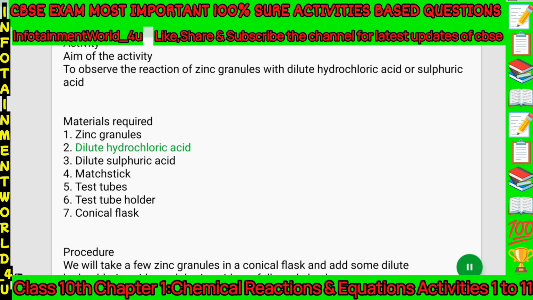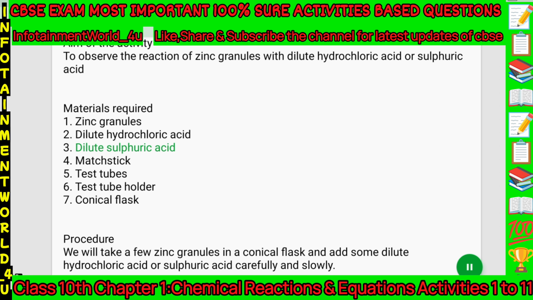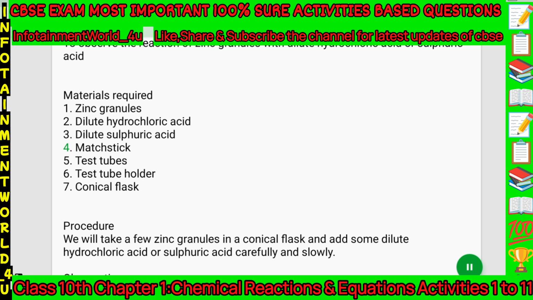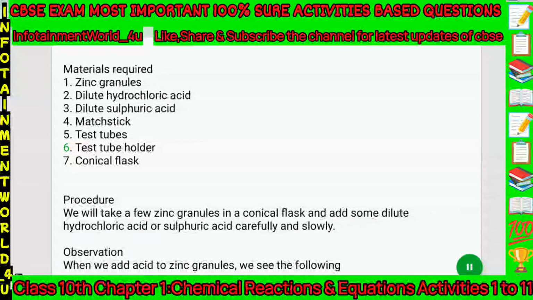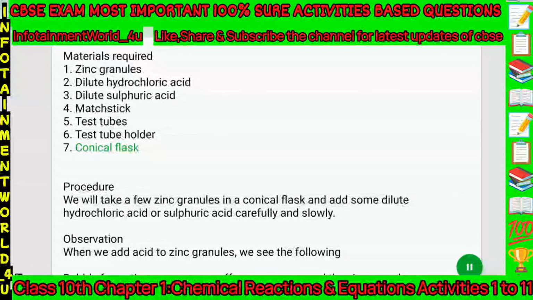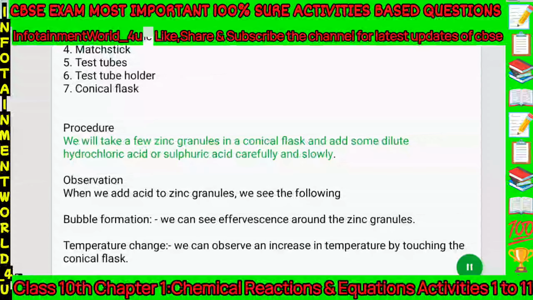2. Dilute hydrochloric acid. 3. Dilute sulfuric acid. 4. Matchstick. 5. Test tubes. 6. Test tube holder. 7. Conical flask. Procedure: We will take a few zinc granules in a conical flask and add some dilute hydrochloric acid or sulfuric acid carefully and slowly.